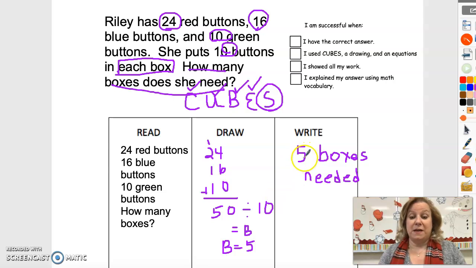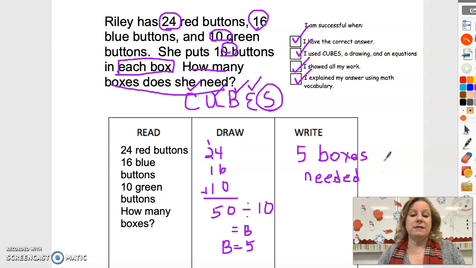And if I had 10 buttons in each box, I can multiply 5 times 10, which would give me the total of 50 buttons. And those would be the red, blue, and green buttons. So I know I have a correct answer. I've used my cubes, a drawing, and equations. I showed all my work, and I explained my math answer. And I used math vocabulary by adding and dividing here, and by using how many, and answering my question with my answer. 5 boxes are needed.